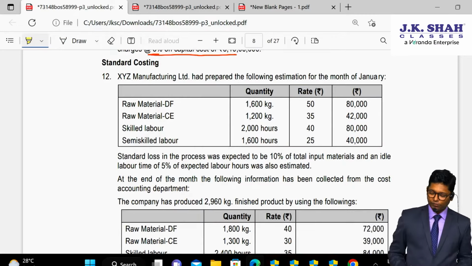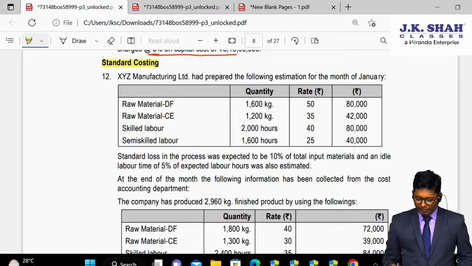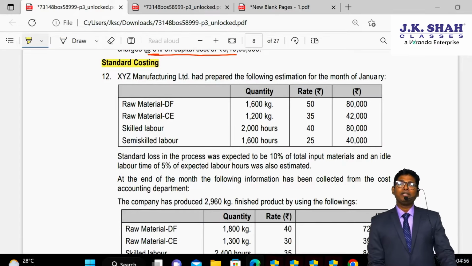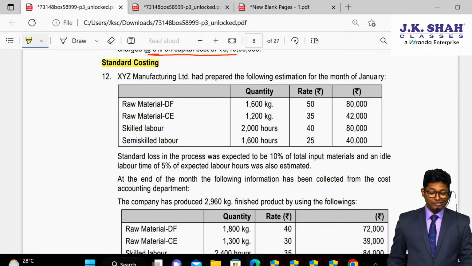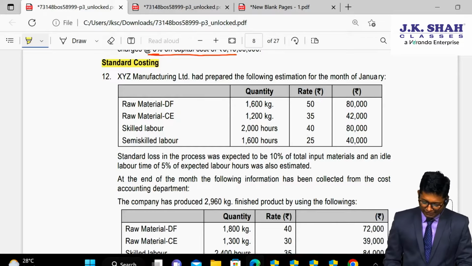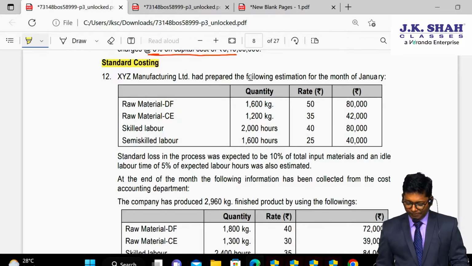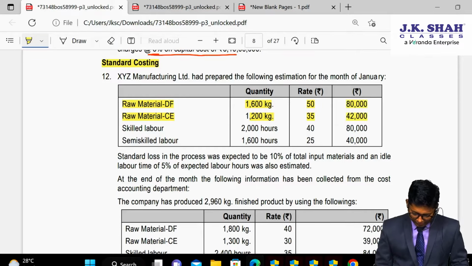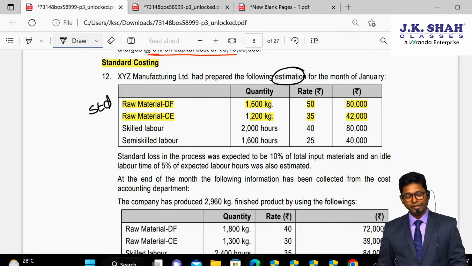Here is question number 12, standard cost. XYZ Manufacturing Limited, again the same question is there in the JK Shah work section, question number 6. XYZ Manufacturing Limited had prepared the following estimation for the month of January. They have given you two raw materials, their respective quantities, rates, and their totals. But if you check the heading, they have given you estimation. Estimation means the given data is your standard data.